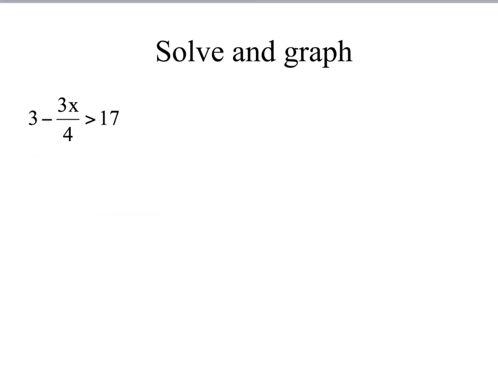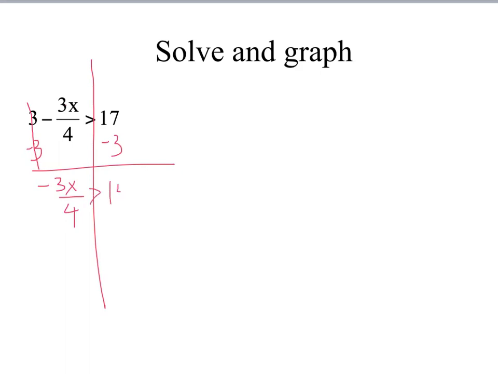All right, let's look at another example. It's 3 minus 3x over 4 greater than 17. So my x is isolated, so I just want to use reverse order of operations. My 3/4 is connected by multiplication to the x, so I want to get rid of this 3 over here. So I am going to subtract 3 from both sides. These 3's will cancel. It'll be a negative 3x over 4 greater than 14.